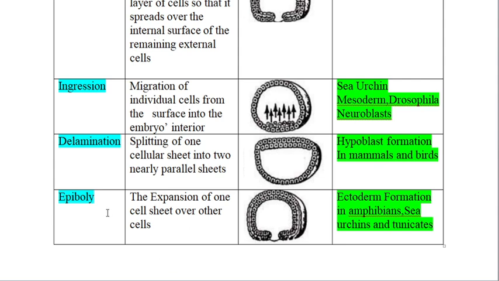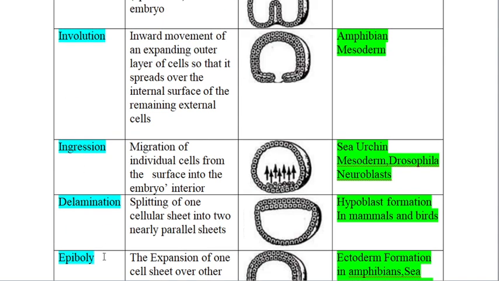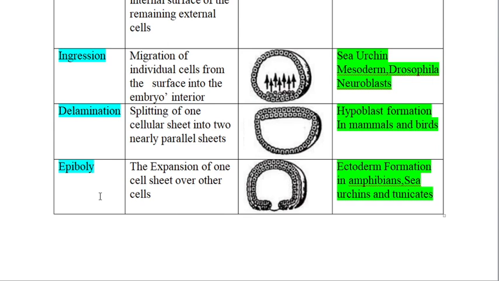Next is epiboly, which is an expansion of one cell sheet over the other cells. That is ectoderm formation in amphibians, and sea urchin and tunicates follow this particular cell movement called epiboly. So don't confuse involution and epiboly. Involution is an inward movement of an expanding outer layer of cells, so cells will be moving from the outer environment to the interior, whereas in epiboly, the cells will be expanding. Expansion of one cellular sheet over the other is called epiboly.